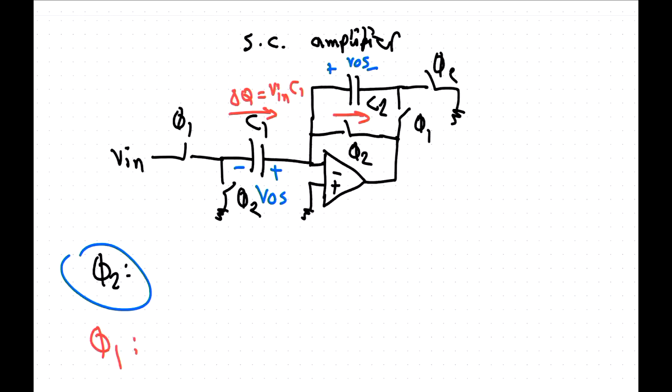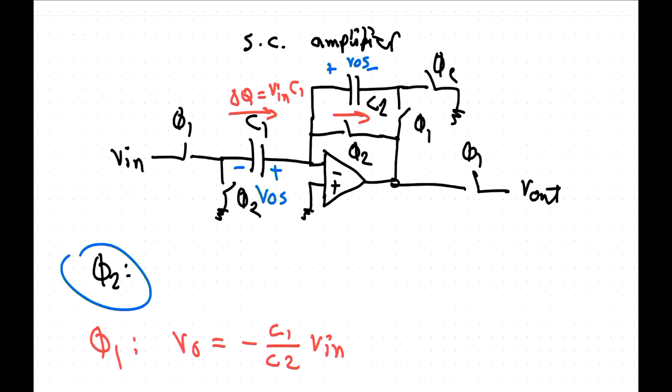And that means that the output voltage now is going to be, so the initial voltage on that side was ground. We have that charge flowing in C2. So the output voltage here, during clock phase 2, is going to be equal to minus C1 over C2 times V in. So we want to look at that during clock phase 1. So no offset on that.